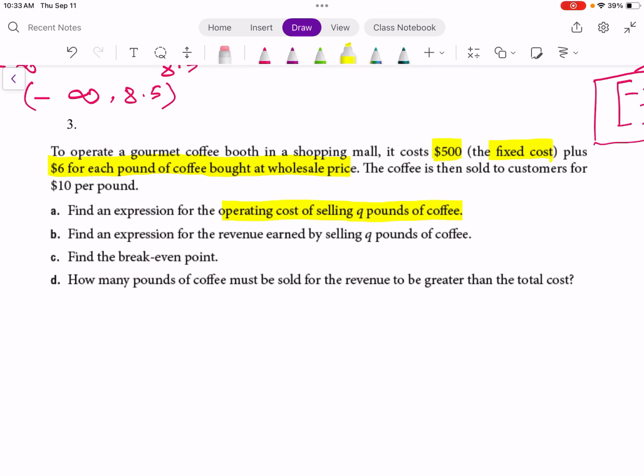Now what about if you're trying to sell 10 pounds? What will be the operating cost for you? 500 is fixed, plus $6 for each pound. We are trying to sell 10 pounds, so the cost of 10 pounds is 10 times 6, which is 60. So 60 plus 500, 560 is the operating cost.